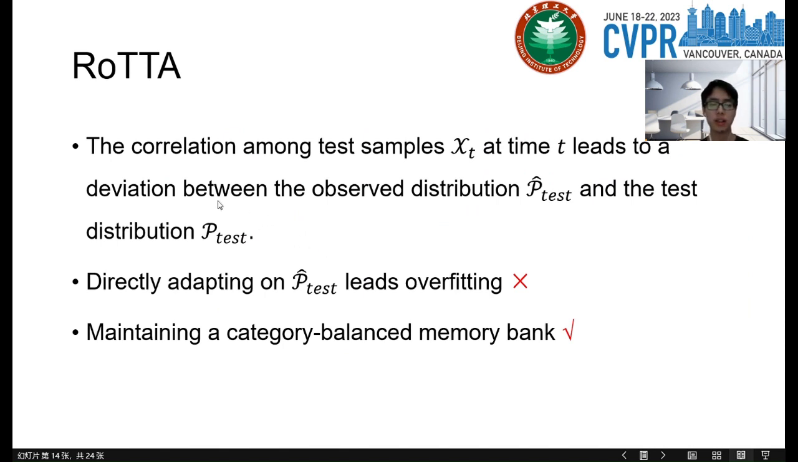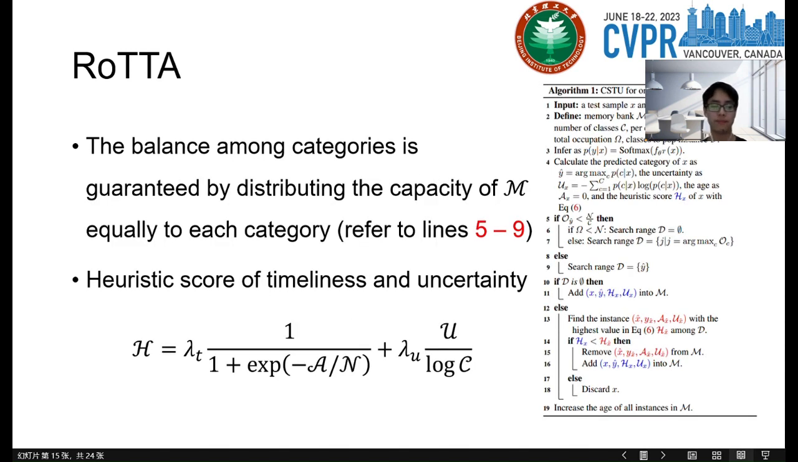The correlation among test samples xt at time t leads to a deviation between the observed distribution and the true test distribution. Directly adapting on the observed distribution leads to local overfitting. So we chose to maintain a category balanced memory bank to capture a robust snapshot of the current test distribution. Firstly, the balance among categories is guaranteed by distributing the capacity of the memory bank equally to each category, and the samples in the majority class will be replaced first. Please refer to lines 5 to 9 in Algorithm 1 for more details.